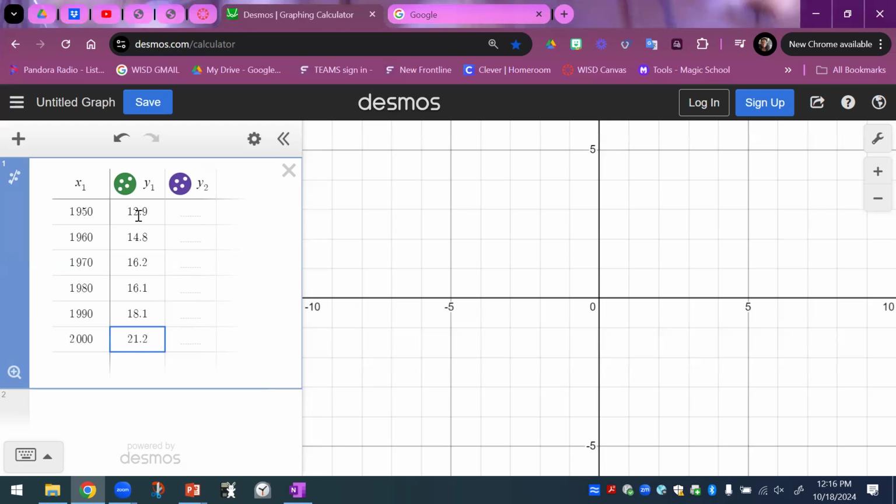Okay. Now I'm going to do the population values for Los Angeles. So in LA, we have 4.4 million, 6.7 million, 7.0 million, 11.5 million, 14.5 million, and we have 16.4.